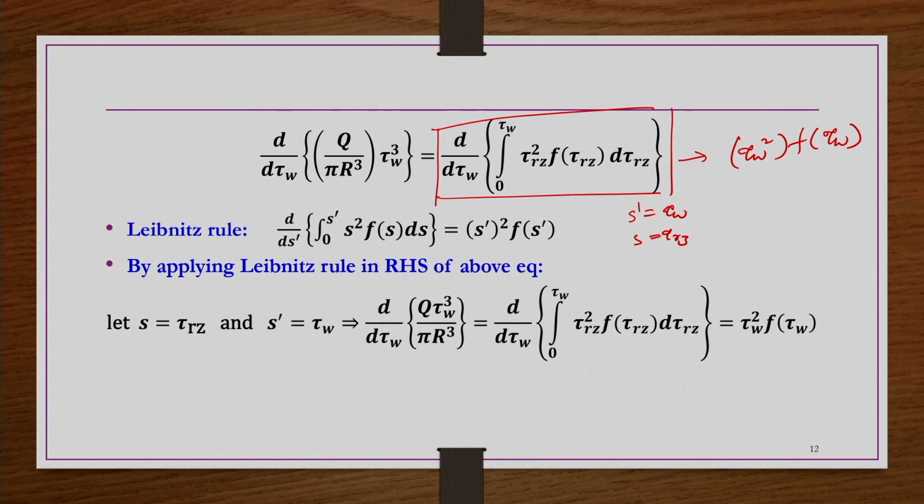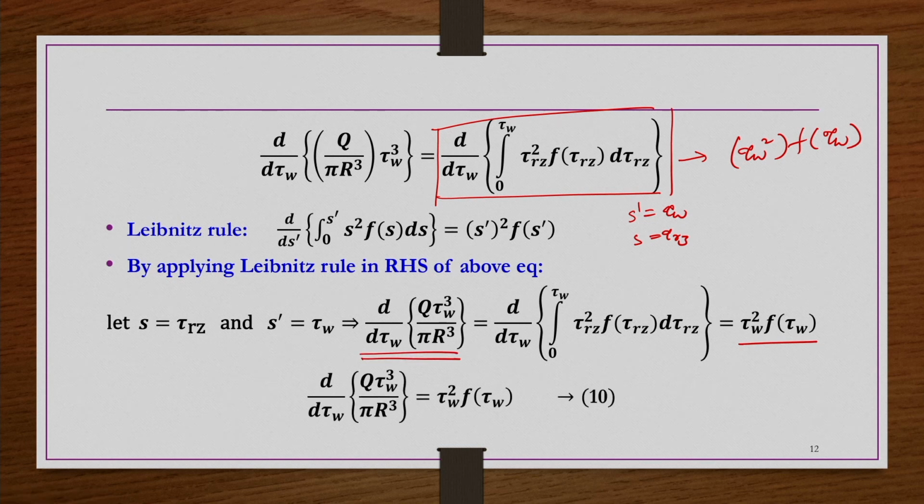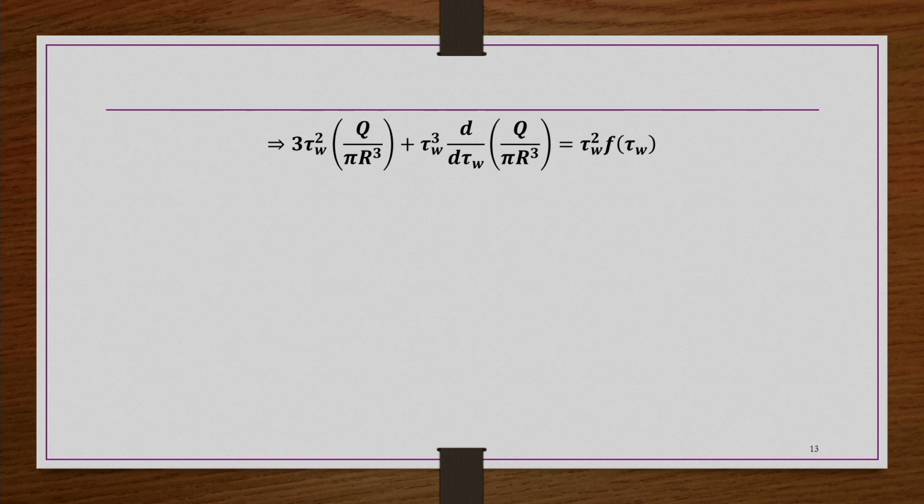So, right hand side tau W square f of tau W you are getting, left hand side we are not doing the differentiation as of now, we will be doing it subsequently. Right. So, now we will be doing the differentiation of the left hand side also. When you do it, you will get 3 tau W square q by pi R cube plus tau W cube d by d tau W of q by pi R cube, but this pi R cube I am keeping within the differentiation because of some reason, subsequently we are going to realize it, right.